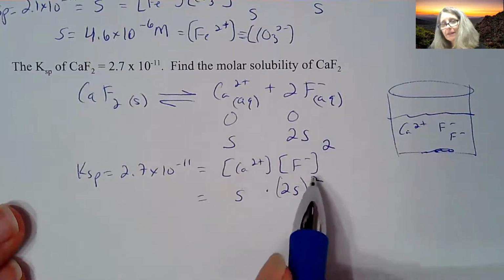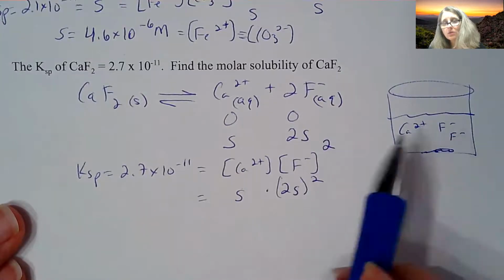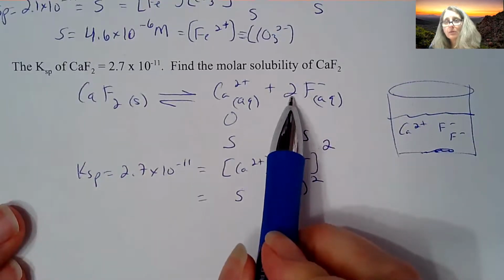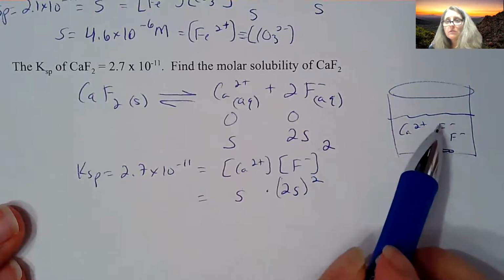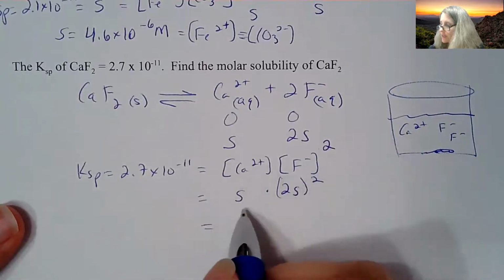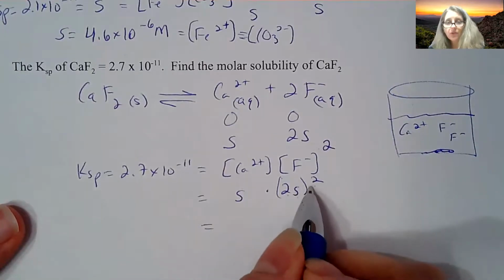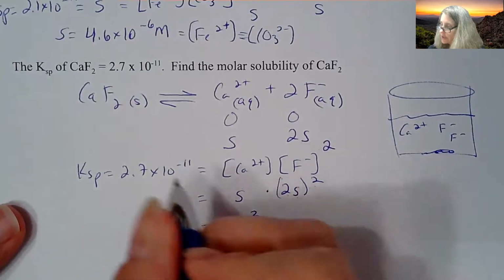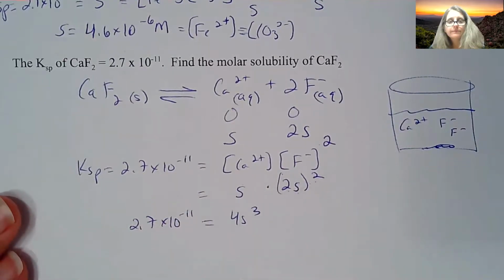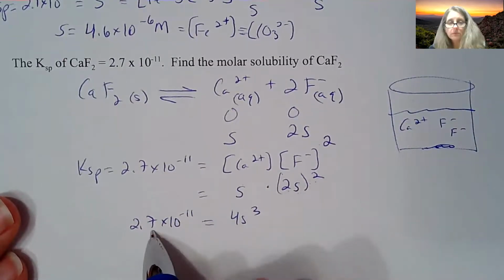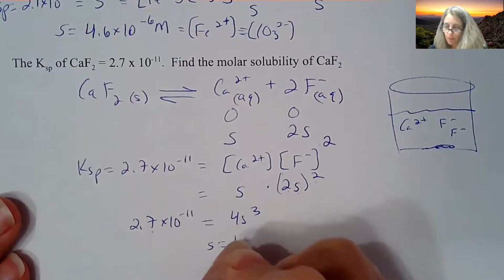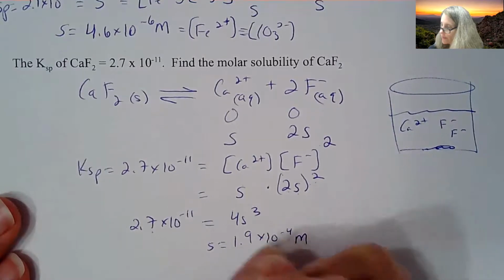So again, it feels like I'm doing twice the work, but it has to do with, one is the stoichiometry. So how I do my Ks is based on the balanced chemical equation. But then here, it's due to the concentration. So 2S has to do with the concentration. So this comes out to be 2S squared is 4S squared times S is 4S cubed is equal to 2.7 times 10 to the negative 11. So divide both sides by 4 and then take the cubed root. So S comes out to be about 1.9 times 10 to the negative 4th molarity.